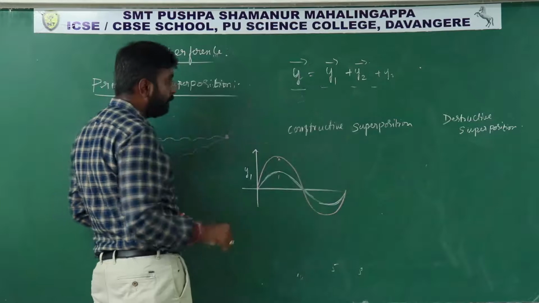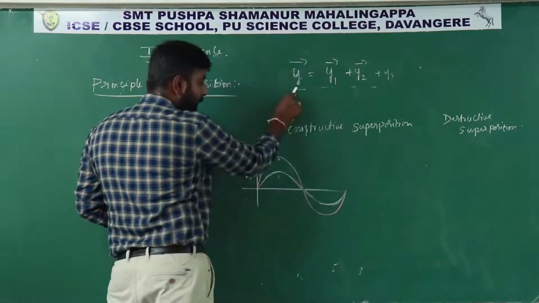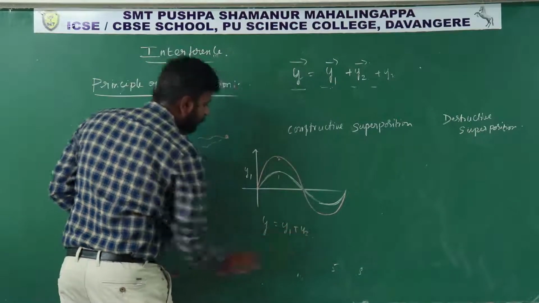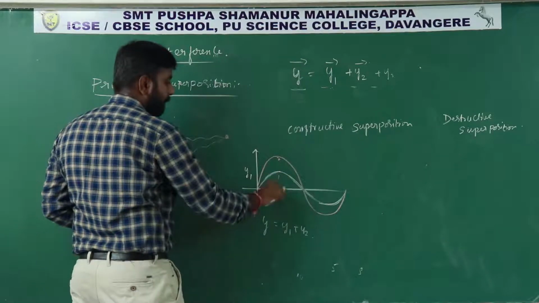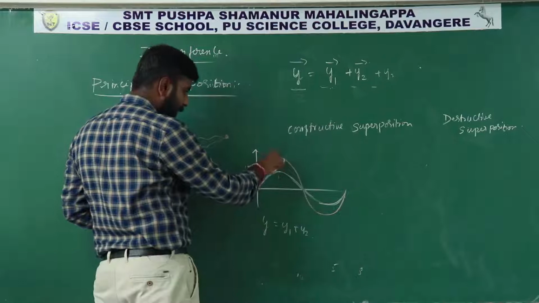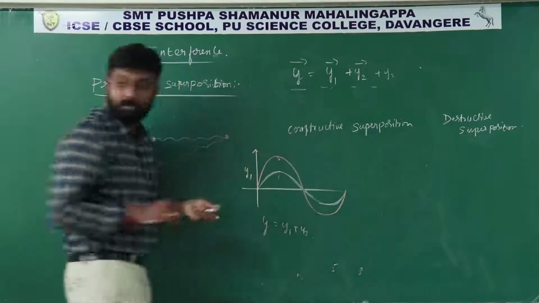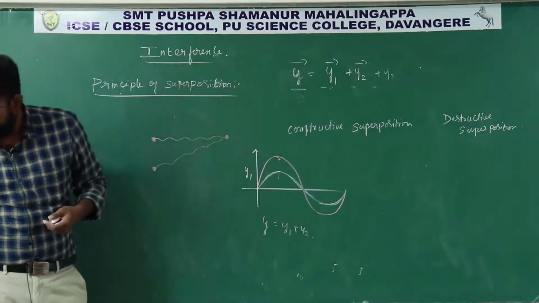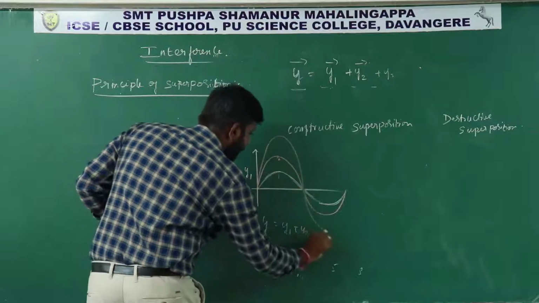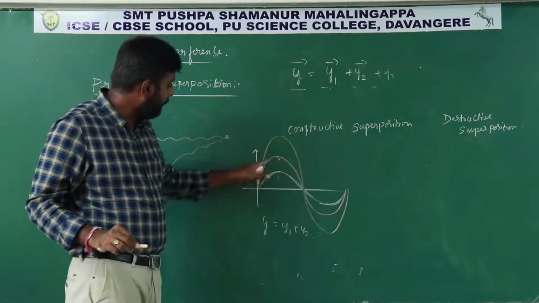According to the principle of superposition, when two or more waves are superimposed, the resultant wave will be y equals y1 plus y2. Suppose the amplitude of one wave is 1 unit and the other is 2 units, then the resultant wave amplitude will be 3 units, isn't it?